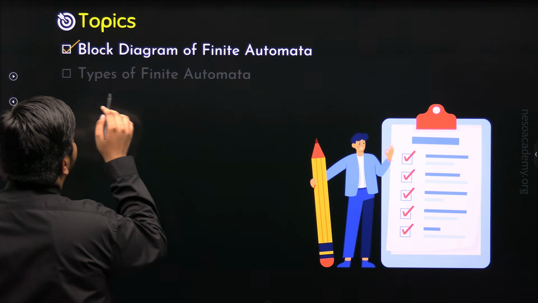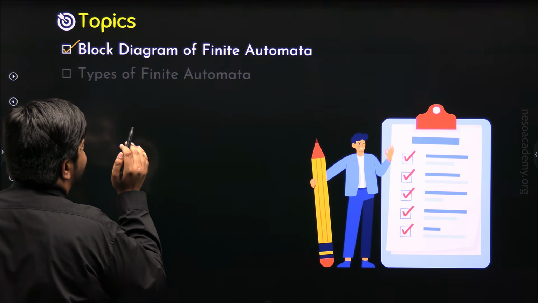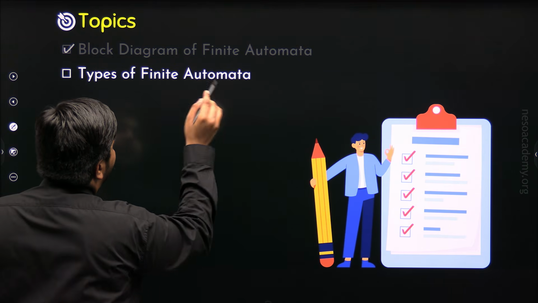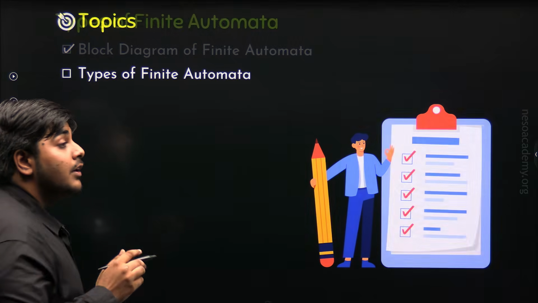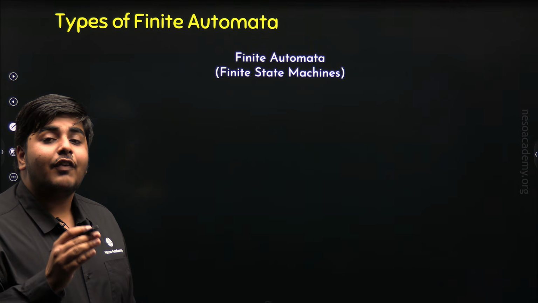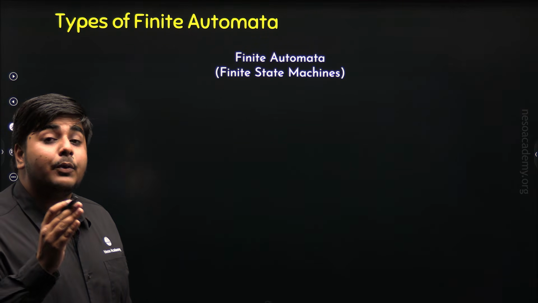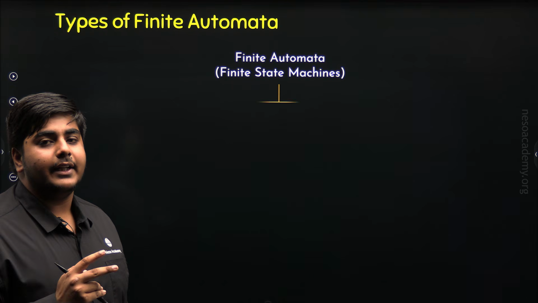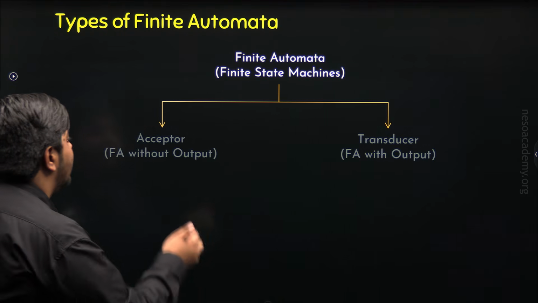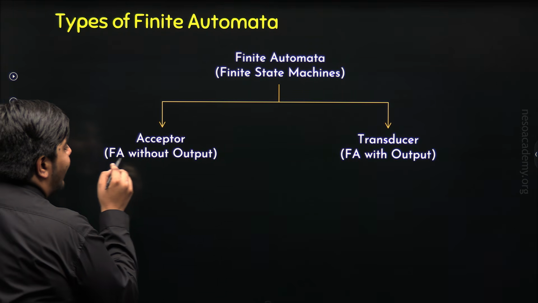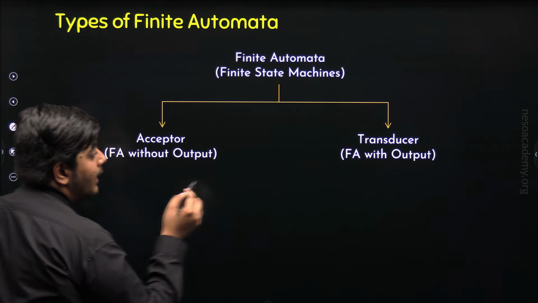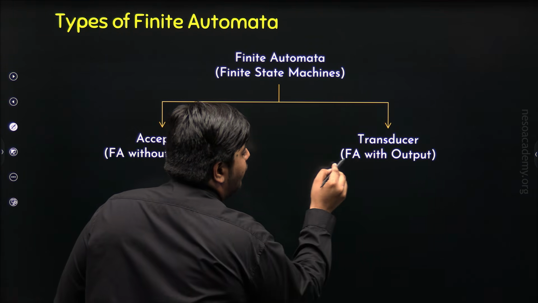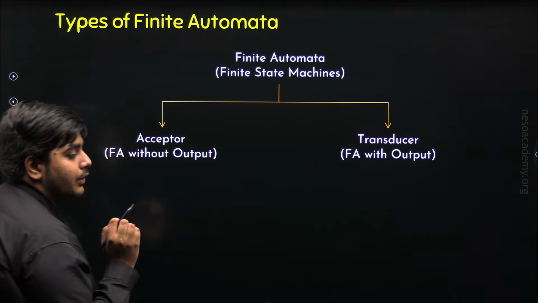Now let's proceed to the second and the last topic of this lecture, that is types of finite automata. Finite automata or finite state machines are broadly classified into two categories, that are acceptor, or finite automata without output, and transducer, or finite automata with output.